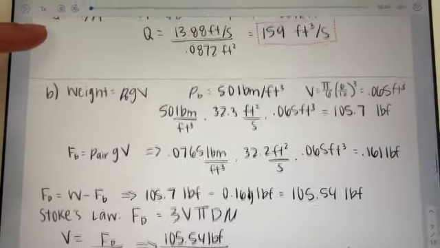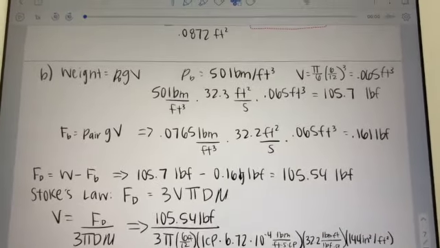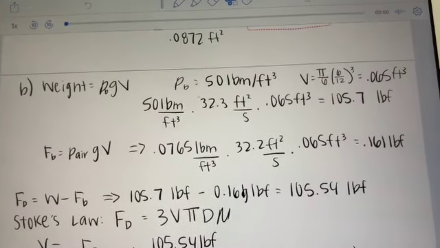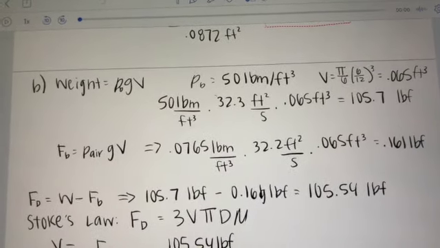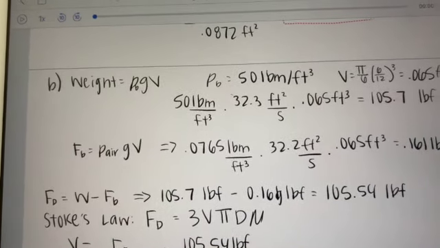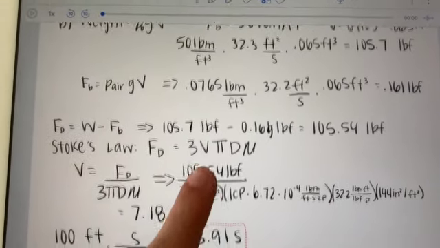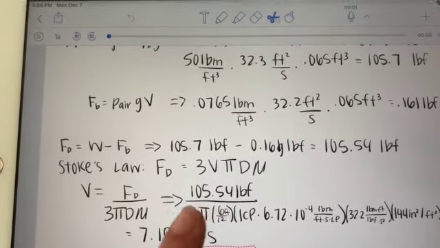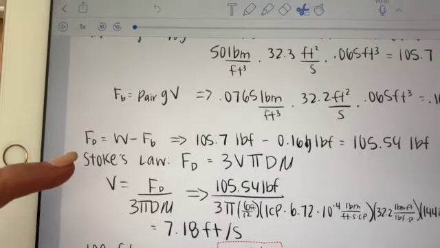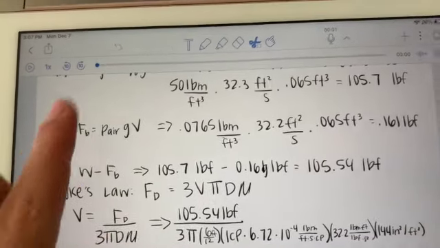In part B, we're looking for the time to get across the race. We know that the weight of the boat is equal to the density of the boat times gravity times volume, which we have everything needed to solve for. Then we know the buoyant force on the boat equals the density of air times gravity times volume of air. From Stokes' law, we know that Fd equals 3 pi times velocity times diameter times viscosity. We know that Fd also equals weight minus the buoyant force, which we figured out above.